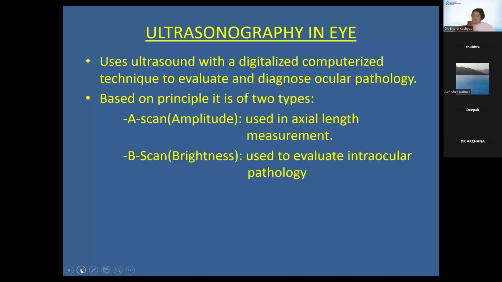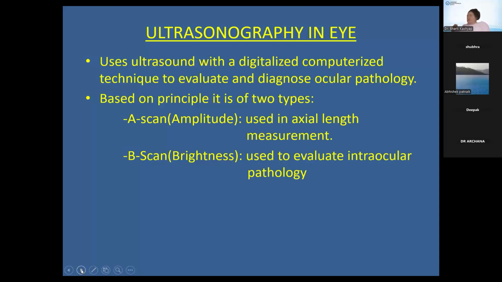Bats are supposed to be blind, so to locate their prey or any obstacle while flying, they generate ultrasonic sound waves. When the sound waves hit the prey or the obstacles and come back to them, they detect them. This principle was borrowed from bats and applied on the human body in the form of ultrasonography of the abdomen or used in the eye.